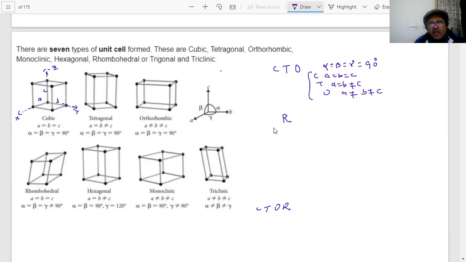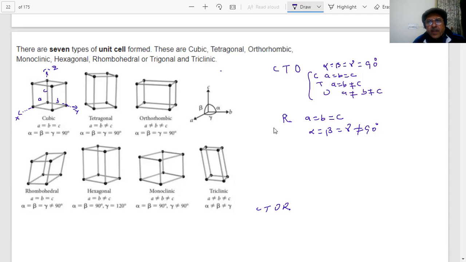In R, what is happening? A is equal to B, B is equal to C, but one of the angles is not 90 degrees. Alpha is equal to beta, beta is equal to gamma, but gamma is not 90 degrees. That means if you have a cube and you just push it from one side, what will happen? The angles will change, but the sides will remain the same. Yes, you have compressed a cube from one side, students.